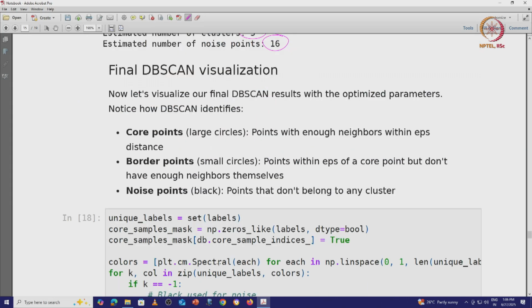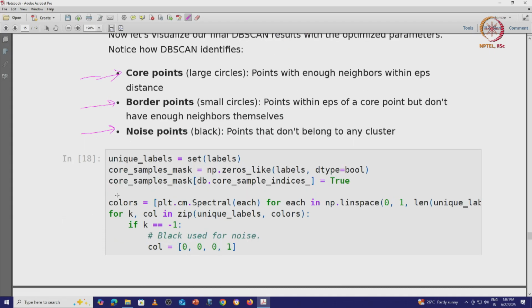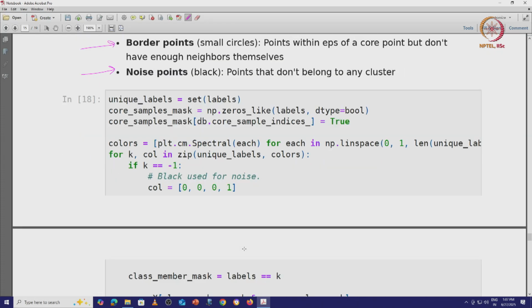Okay. So like I said, DBSCAN can identify different types of points, the core points, which are the large circles where there are points with enough neighbors within the epsilon distance. Then there are border points, the smaller circles, which are within epsilon of a core point but don't have enough neighbors themselves, and then the noise points in black, which don't belong to any cluster. So this is quite nice. We are able to plot all of these. Of course it will take some time for you to understand this code, what's happening here. So I encourage you to go into it.